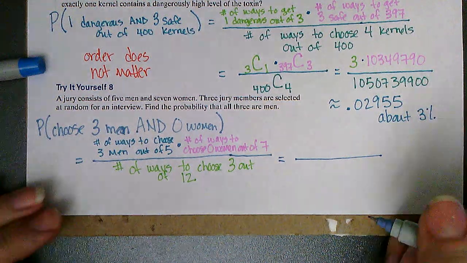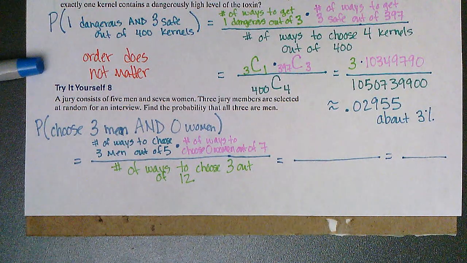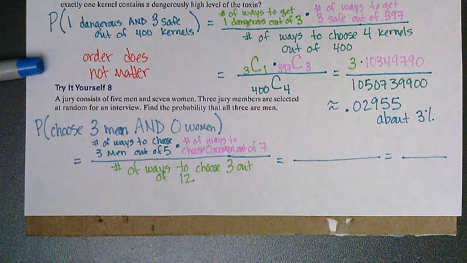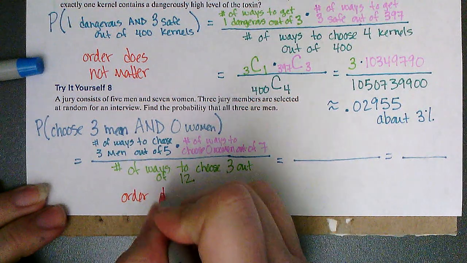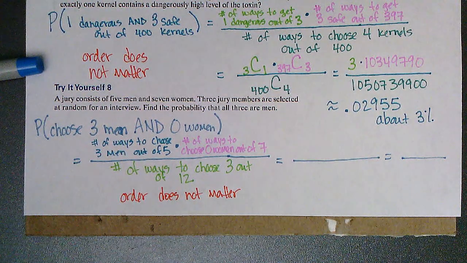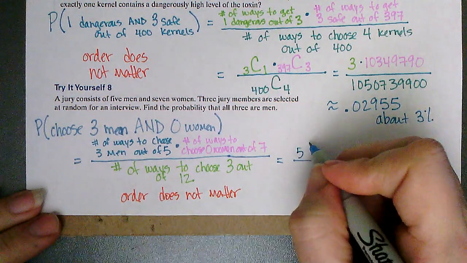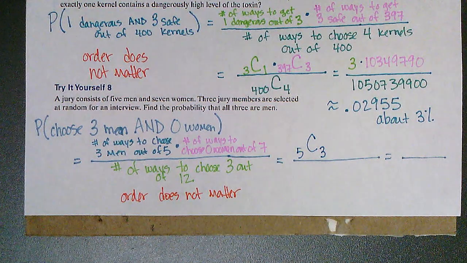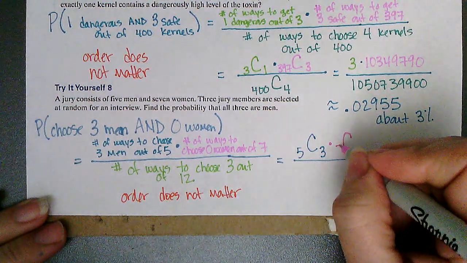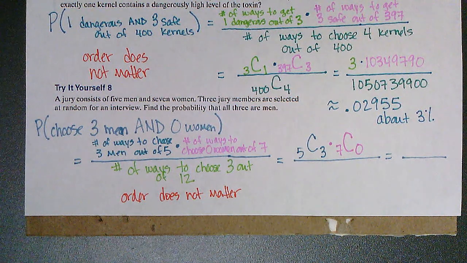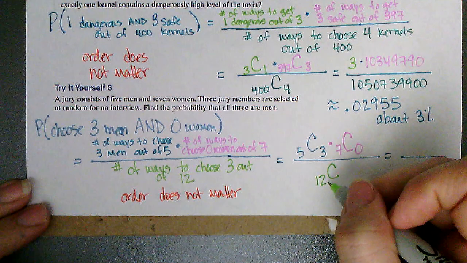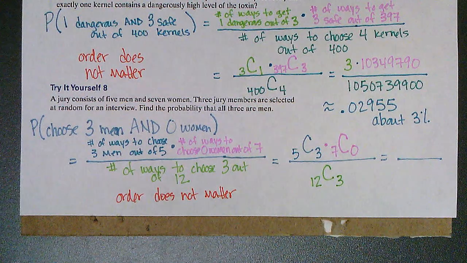Let's see, does order matter in this problem? When you're going on a jury, it really makes no difference if you're chosen first or last. So order is not important, which means we're using combinations. So to choose 3 men out of 5, that will be a combination of 5 objects taken 3 at a time. And then we're going to multiply that by the number of ways to choose 0 women out of 7. So we have 7 women. We're choosing 0 of them. Unfortunate. And then we're going to choose 12. Out of 12 people, we're going to choose 3 total for our jury.